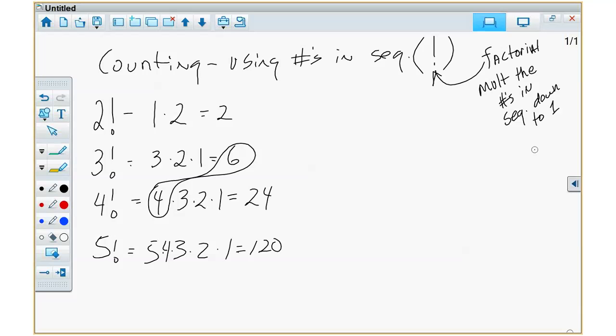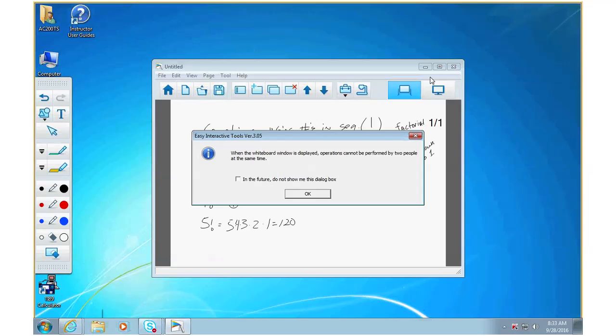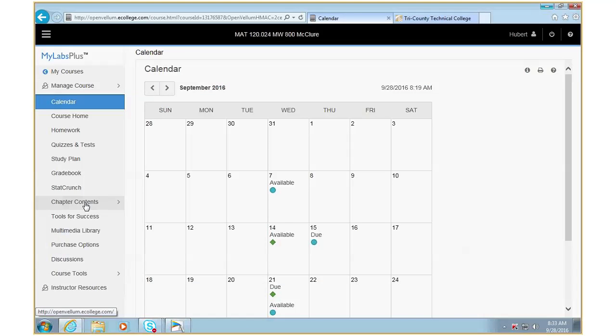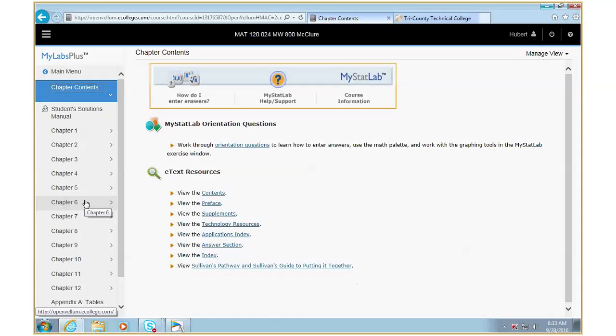factorial is used in several of our formulas, those things that you plug things into. There you go. Can't think this morning. Going to look at what chapter is this? So I can pull it up. Thank you.